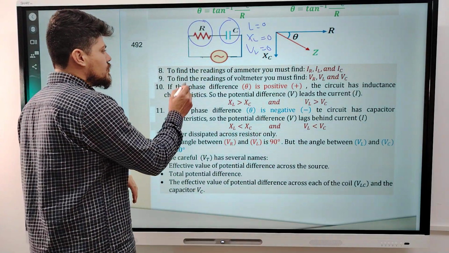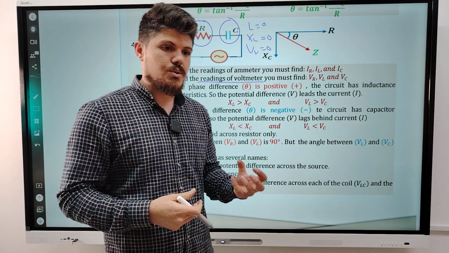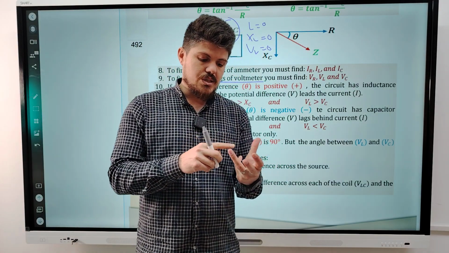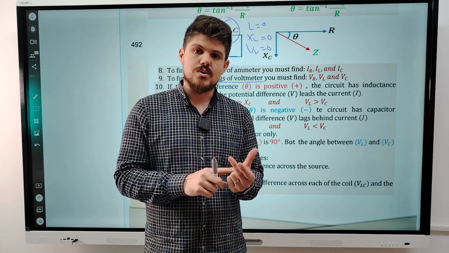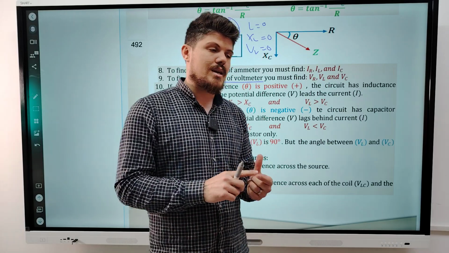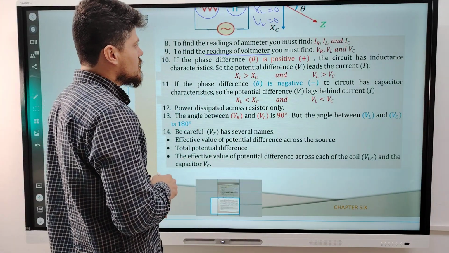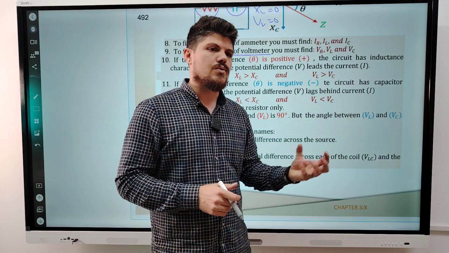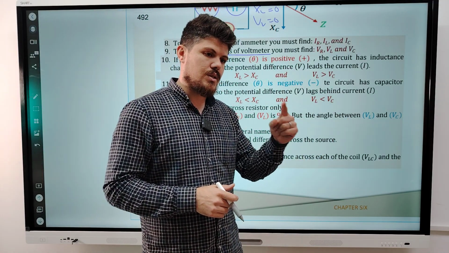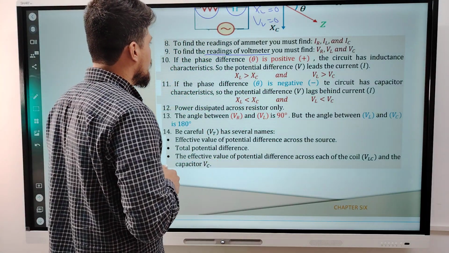Okay? And to find the reading of a voltmeter, what do we mean by the reading of a voltmeter? It means the voltage across the resistance, the voltage across the inductance, and the voltage across the capacitance. Because in the question, sometimes it says find the reading of the voltmeter. So you have to find VC, VR, VL, or sometimes VLC.